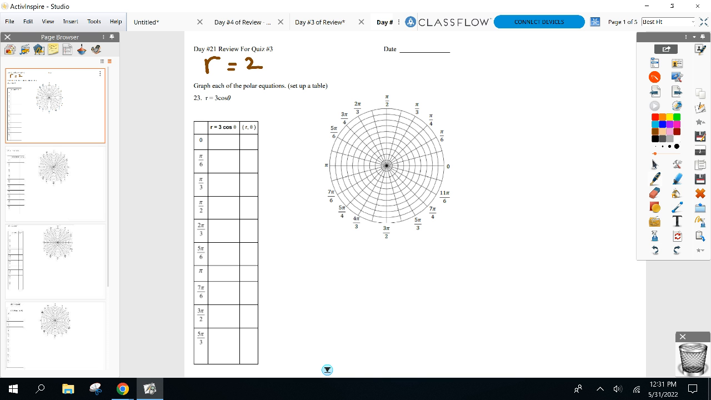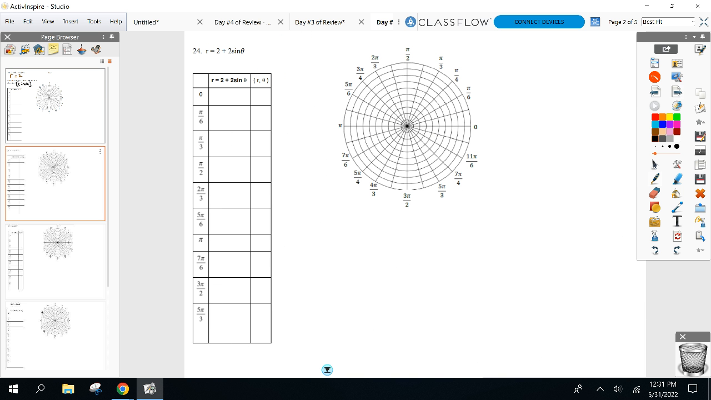23, what am I asking you to graph here? 3 cosine theta, that should be a? Ooh, that's just going to be a circle. Which axis is it going to be on? X-axis, yep, going out to 3. Is this something you can use your table for? Yes. So completely fill out the table and plot the points. All good on that when there's just a number with sine and cosine out in front.